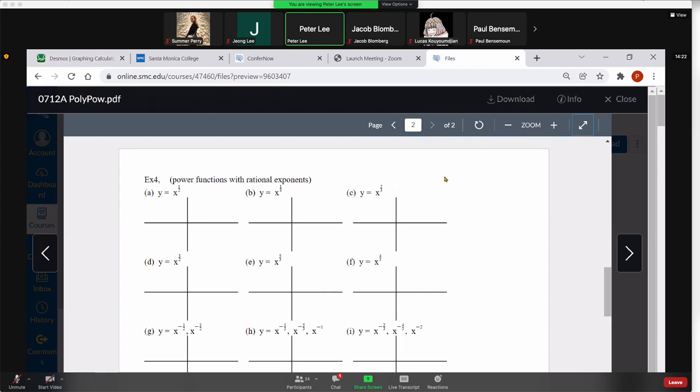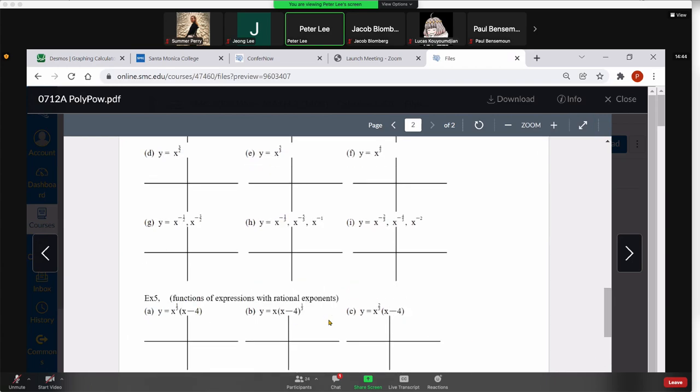Okay, so this is 7.1.2, our math class 0712. When it says the file number is 0712, it means math 7, which is a calculus 1 class. This is chapter 1, section 2, and this is the first file. And so that's what it is.